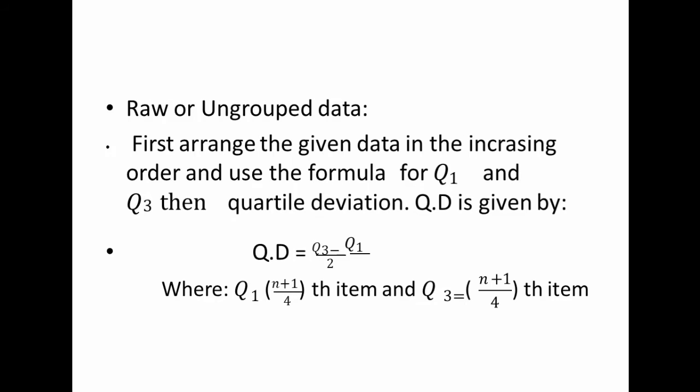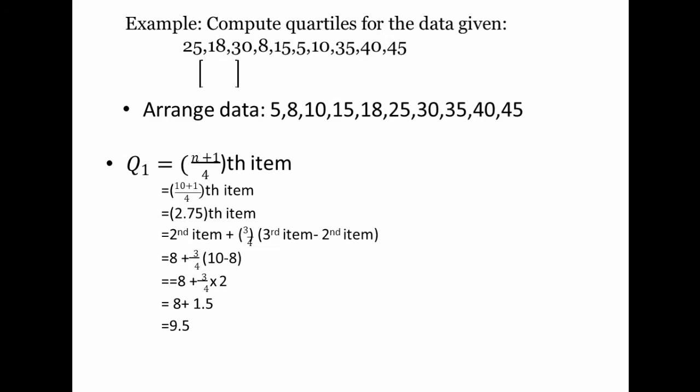Q3 minus Q1 divided by 2 is called the quartile deviation, where Q1 is the (n plus 1) divided by 4 item, and Q3 is the 3 times (n plus 1) divided by 4 item also. So, for example, to compute the quartiles for the data 25, 18, 30, 8, 15, 5, 10, 35, 40, and 45. First of all, arrange the data in increasing order: 5, 8, 10, 15, 18, 25, 30, 35, 40, and 45.